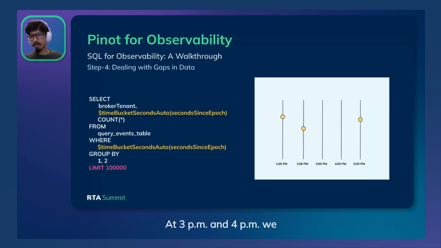At 3 p.m. and 4 p.m. we don't have any counts. And suddenly at 5 p.m. we are back to normal count range. So for issues like these, you want to fill gaps with a specific value, and specifically you want to fill it with a non-null value.